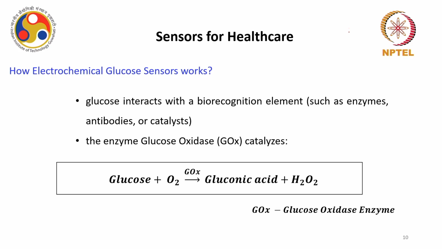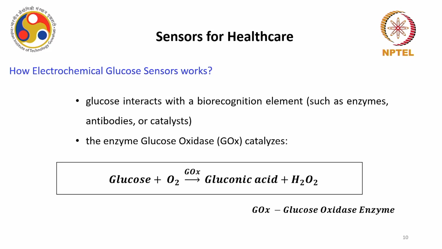Mostly, enzymatic glucose sensors are very popular, and the enzyme which is very popular in electrochemical glucose sensors is glucose oxidase. We will represent this glucose oxidase by GO. Let us see how this electrochemical glucose sensor actually works. It will help us in understanding the different generations of glucose sensors and how they have evolved.